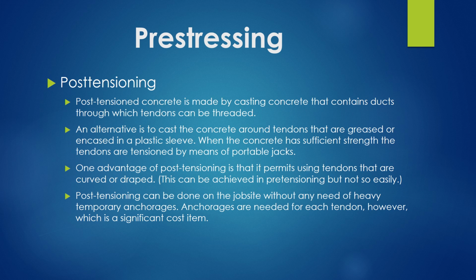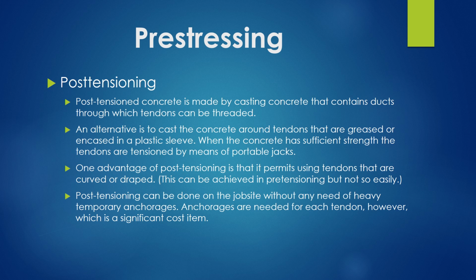Post-tensioning. Post-tension concrete is made by casting concrete that contains ducts through which tendons can be threaded. An alternative is to cast the concrete around tendons that are greased or encased in a plastic sleeve. When the concrete has sufficient strength, the tendons are tensioned by means of portable jacks.